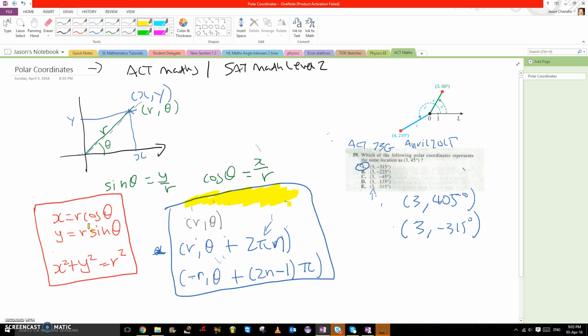Highlighted in yellow: I think for SAT 2 math, you have to memorize these equations, and sometimes they may ask you to convert from polar coordinates to standard XY coordinates.